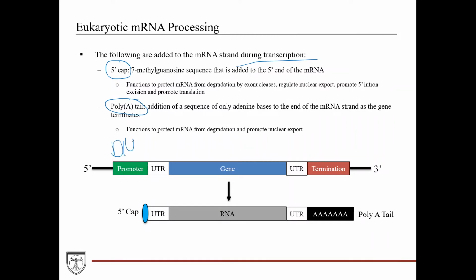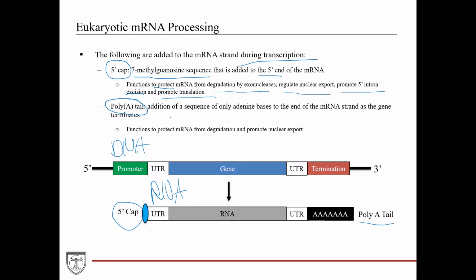So this is your DNA. This is your RNA transcript being formed. Here's the 5' cap in the figure, and here's the poly A tail. The 5' cap is a 7-methyl guanosine sequence that's added to the 5' end of the mRNA. It functions to protect mRNA from degradation by exonucleases. It also helps regulate nuclear export, promote 5' intron excision, and promote translation. So it's a very protective mechanism that also helps facilitate other processes.